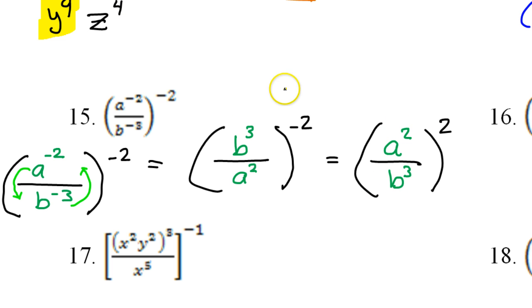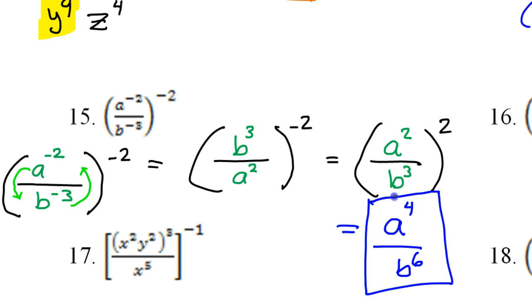So now that I have taken care of all these negatives, now I can go ahead and square everything, which means multiply when you're dealing with exponents. So this is going to make, in the end, a to the 4th power over b to the 6th power. So that is the final answer.